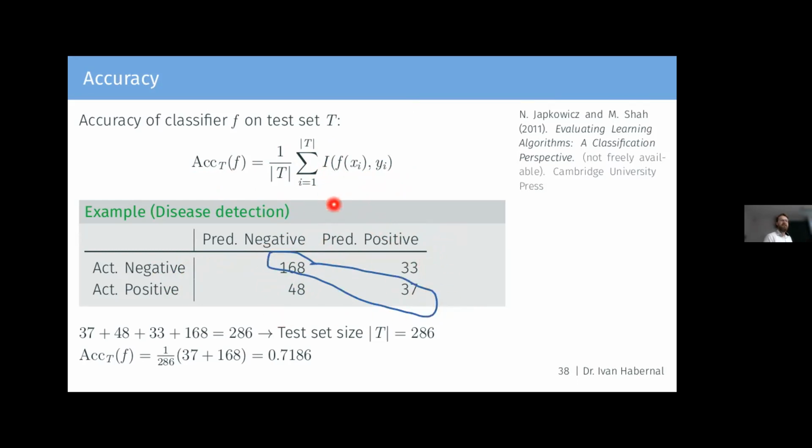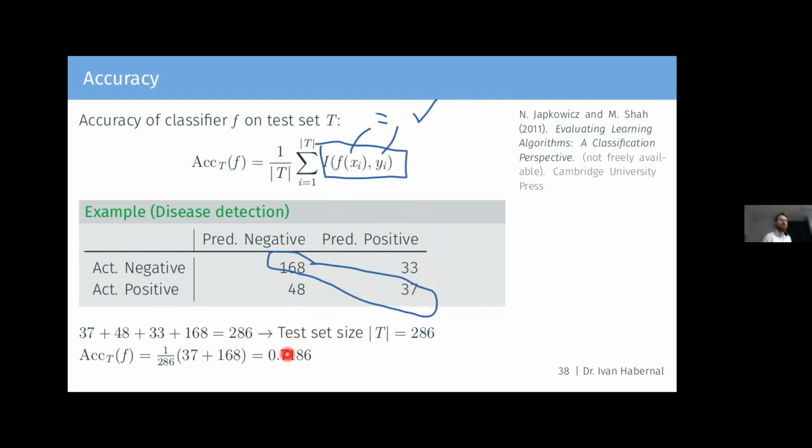So basically, this is an identity function, which means my prediction was something and my gold label was something. And if they're equal, this is one. And if they're not equal, this is zero. So I'm computing all the matches here and dividing by all the instances in my test data. Okay. And this is accuracy.